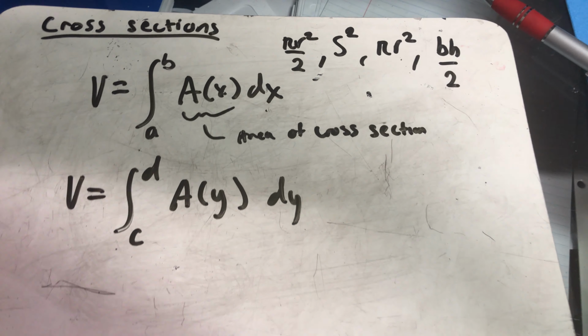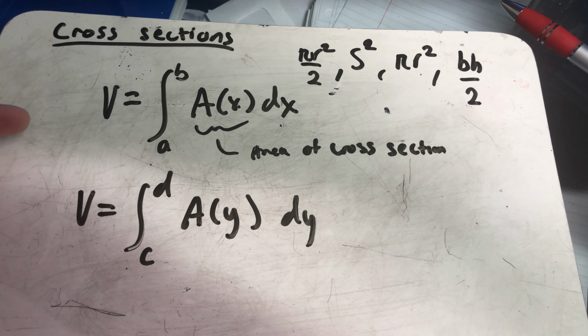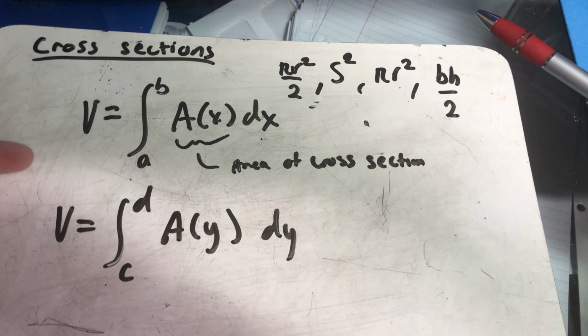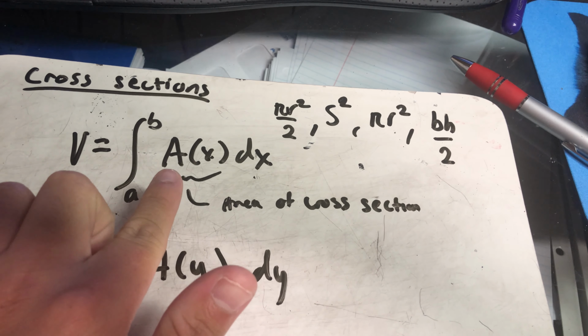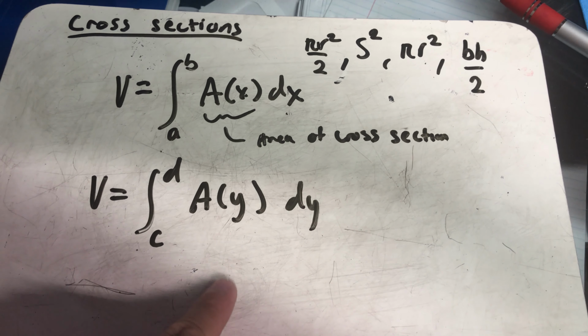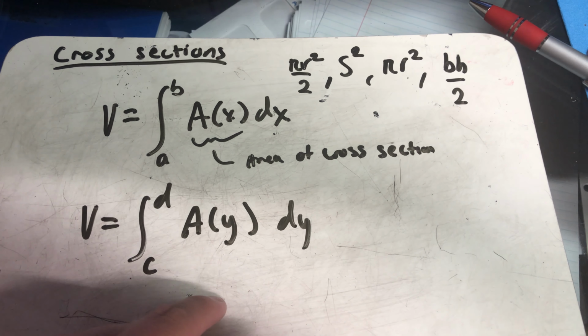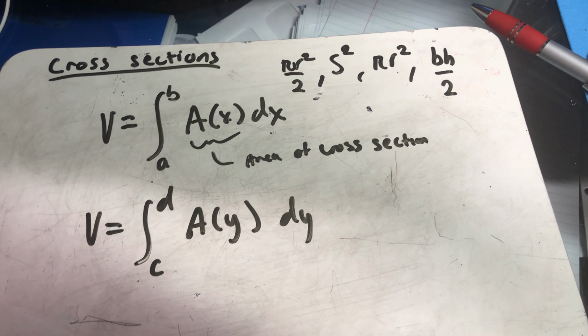I forgot to mention that if the question tells you that the cross-section is perpendicular to the x-axis, you use the perspective of x, and if it's perpendicular to the y-axis, you look at this formula, working with y's.